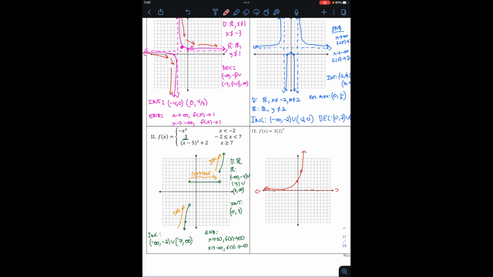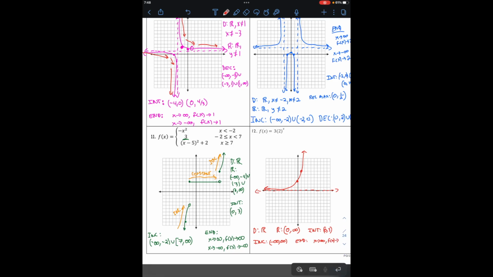And there we go. Okay, our domain, all real numbers. Our range from 0 to infinity. We don't really have any max or mins. Our only intercept to speak about is the y-intercept at (0, 3). We are always increasing over the domain, so we're increasing from -infinity to +infinity. No extrema. Yes, our end behavior, as x is off to infinity, f of x is also off to infinity.